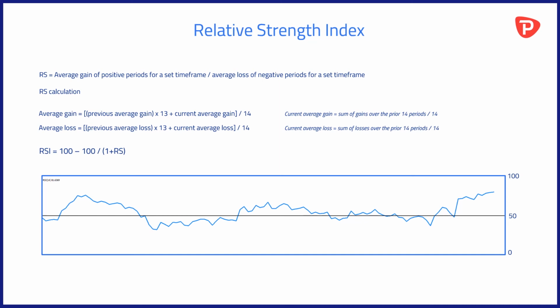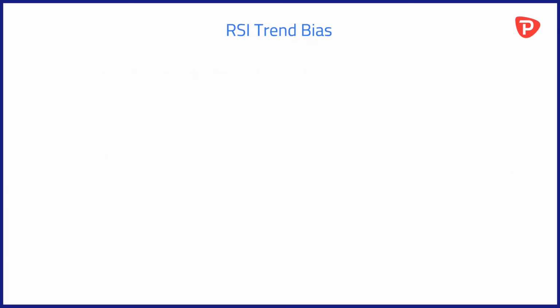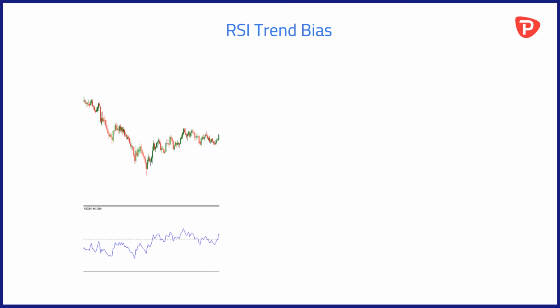Let's first take a look at using RSI to establish a trend bias. For this method, you first identify a trend. In this case, you can see on the screen that there is a downtrend in place, with a series of lower peaks and lower troughs. You can see that the RSI indicator remained under the 50 level for the entire time during the downtrending periods.